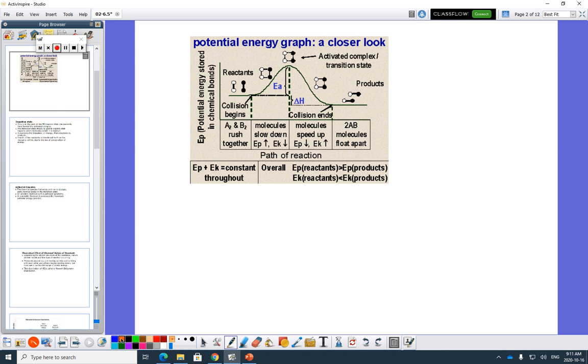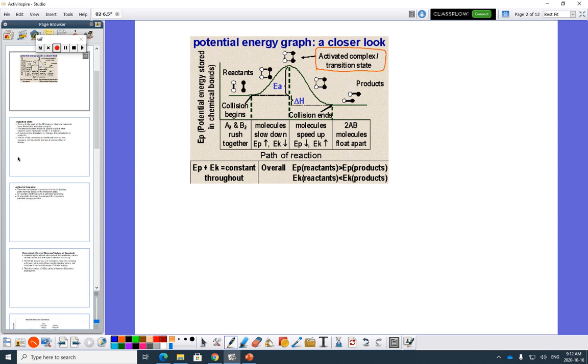This is not something we labeled last unit. The activated complex or transition state. So this down here is talking about trying to relate what happens with, is it endothermic or exothermic? So this is not a very big difference, right? However, it is exothermic.